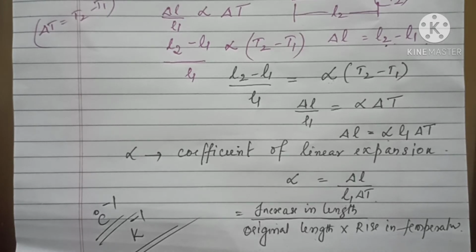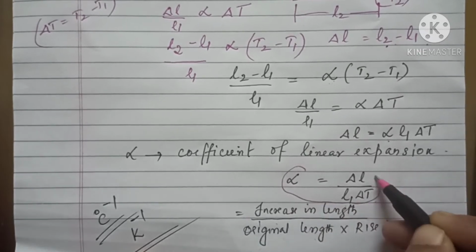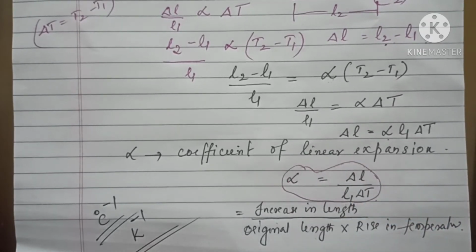As the temperature increases, the length also increases. So that proportionality symbol can be changed by a constant known as the coefficient of linear expansion, and for it you have the expression alpha is equal to delta L by L1 delta T. So this can be defined as the increase in length per unit original length per unit degree rise in temperature. Okay, and the units are degrees Celsius raised to -1 or Kelvin raised to -1. Clear for you? So this is all about linear expansion.